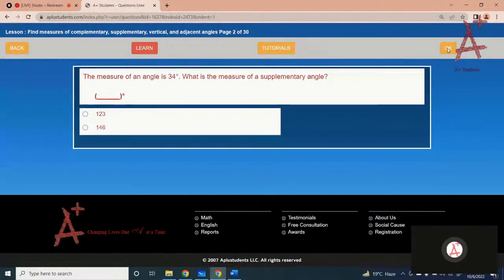Okay, the measure of an angle is 34 degrees. What is the measure of the supplementary angle? So n plus 34 is 180 degrees. And when you subtract 34 to the other side, it would be 146. Got it? It would be 146. So select the correct option and click on the OK button.